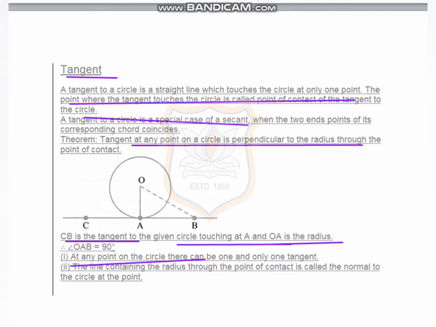At any point on a circle we can have only one tangent. The line containing the radius through the point of contact is normal to the circle. We can apply the Pythagoras theorem and find the value of AB. Then, doubling the value of AB, we can find the value of CB. That we will do in the next sum.